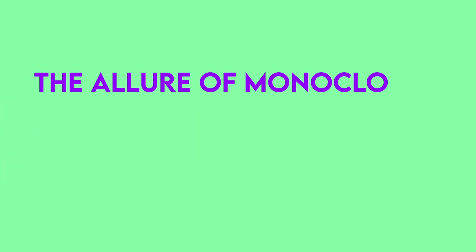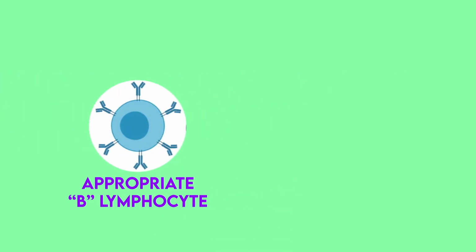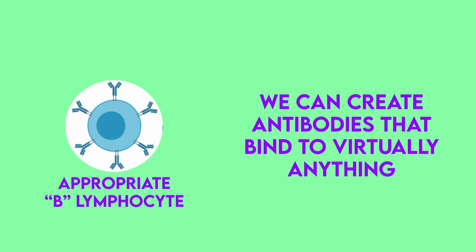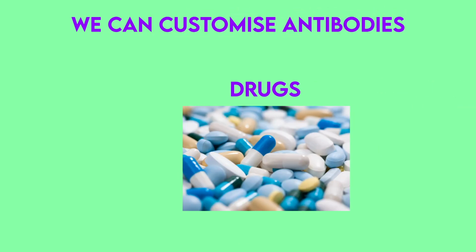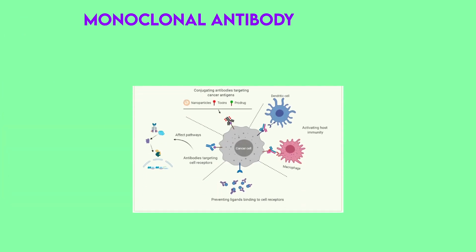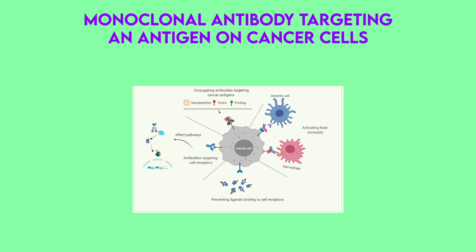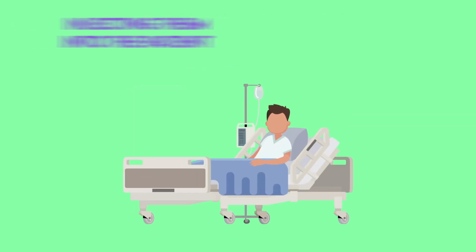The allure of monoclonal antibodies lies in how specific they are. By selecting the appropriate B lymphocyte, we can create antibodies that bind to virtually anything we desire, whether it's a specific protein or cell within our body, a harmful pathogen, or a chemical. Additionally, we can customize antibodies by attaching various substances such as drugs, fluorescent proteins, or radioactive materials. For instance, if we had a monoclonal antibody targeting an antigen on cancer cells, we could potentially locate and eradicate cancer by attaching drugs or radioactive material and injecting them into the patient.